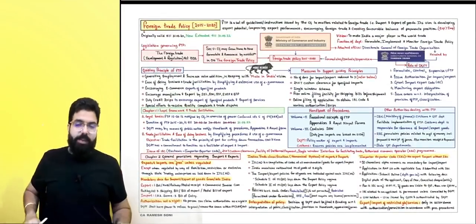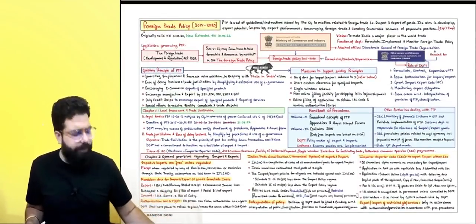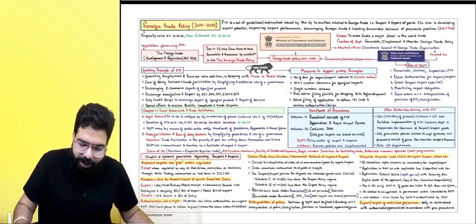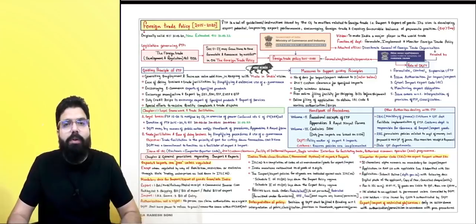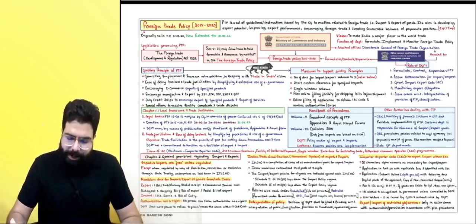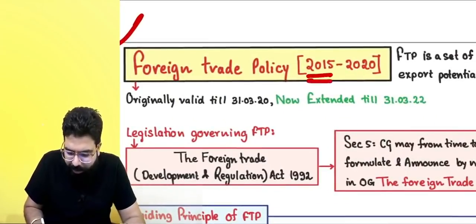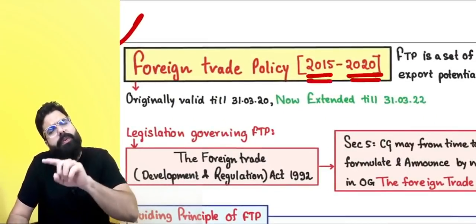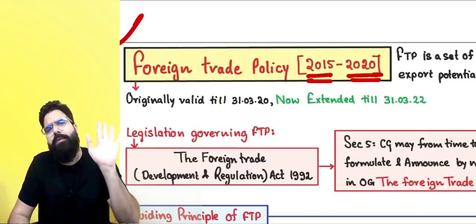Chalo, let's now start with foreign trade policy. Everyone, come to your chart of foreign trade policy, in the last of your chart book. Let's start with foreign trade policy 2015 to 20. Sir, but it is 2015 to 20. Yes, foreign trade policies are generally made for 5 years.